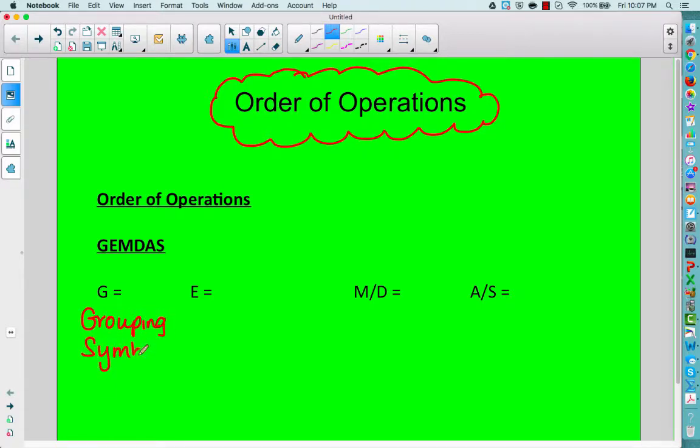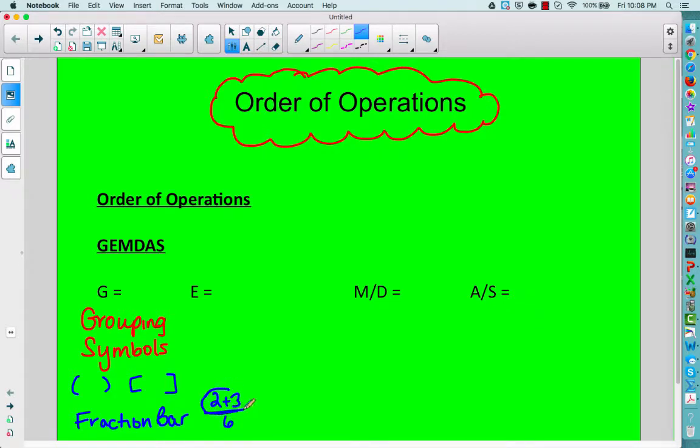Grouping symbols. And there are some symbols you probably don't know that are grouping symbols. Yes, parentheses are grouping symbols. And yes, brackets are grouping symbols. But also the fraction bar is a grouping symbol. So like 2 plus 3 over 6.